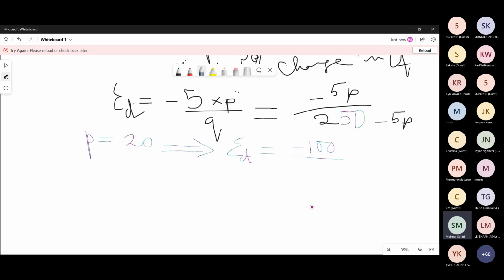So we have now, when the price is 20, assume the company fixes the price at 20 rand per calculator, right? What is now the elasticity? Now 1% change if the price is 20, right? Now what will be the value of the elasticity? We have here -5 times P, P is 20, divided by 250 minus 5P. What will be the denominator? 150, right? 150.